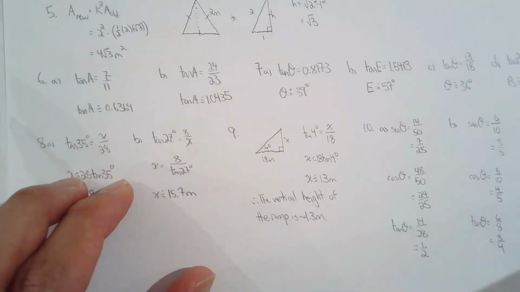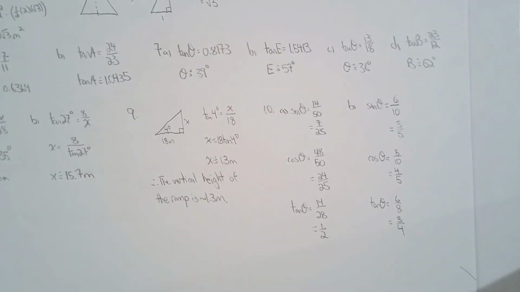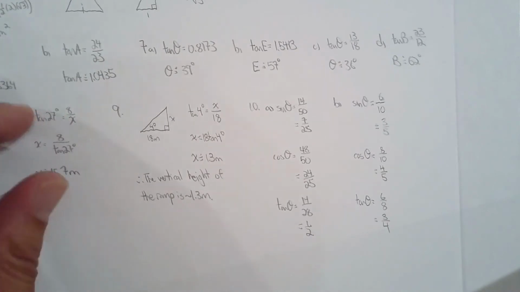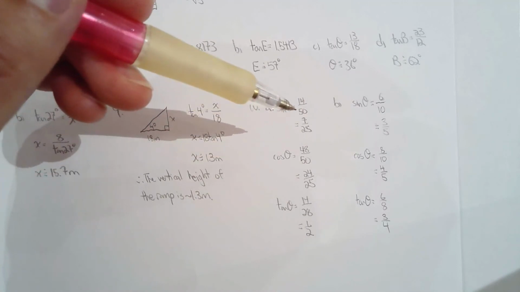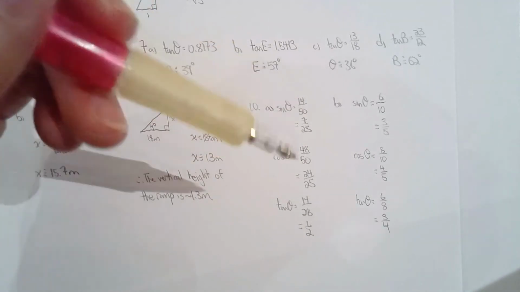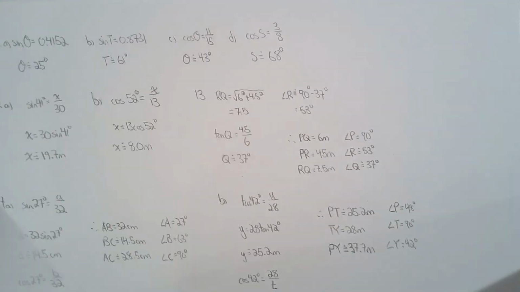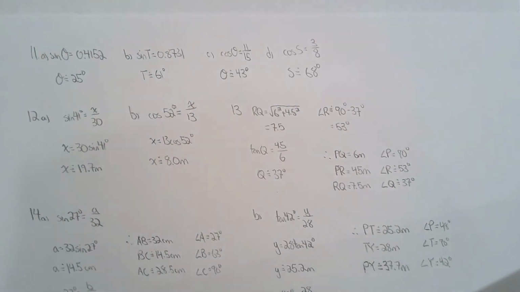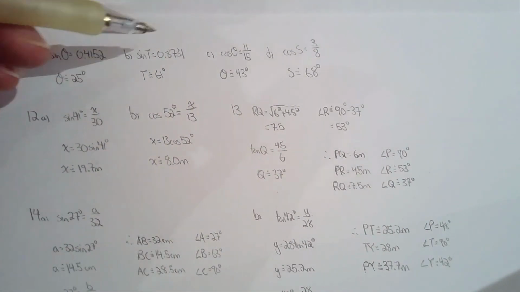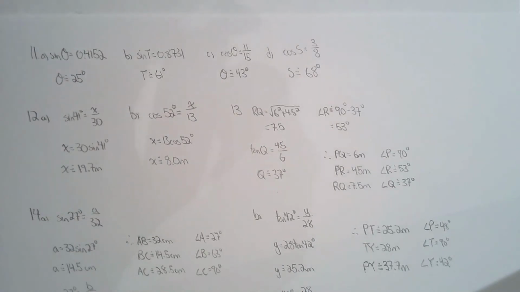For question 9, once again, it's a tan ratio to help us solve for x, which is the vertical height of the ramp. For question 10, they gave us all the lengths of the triangle, and they just wanted us to express the sine, cosine, and tan ratio in the lowest terms. For question 11, they gave us the ratios, and we basically have to solve for the angles using inverse sine or inverse cos, and just round the angles to the nearest degree.